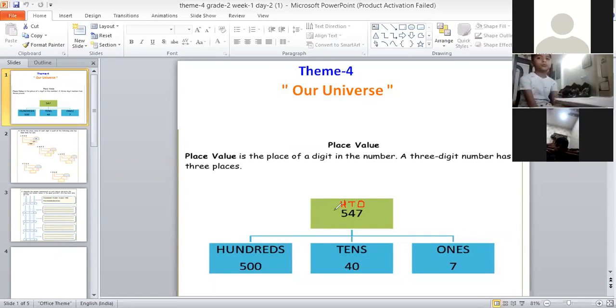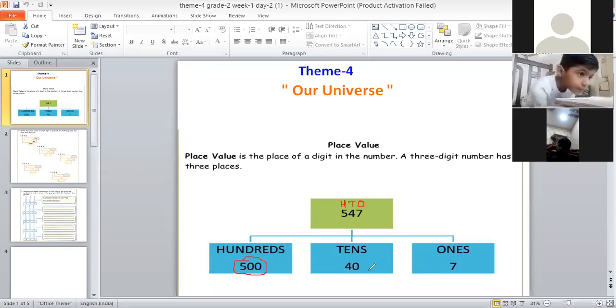So what we have to do is, for the 5, after this 5, we'll put 2 zeros. Why are we putting 2 zeros after 5? Because 5 is in hundreds place, and in hundreds we have 2 zeros. Okay.